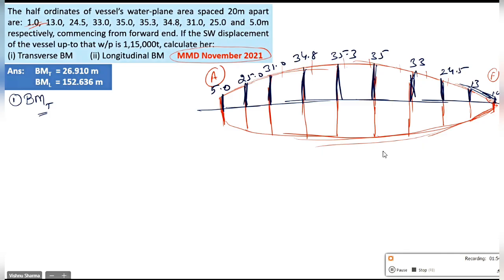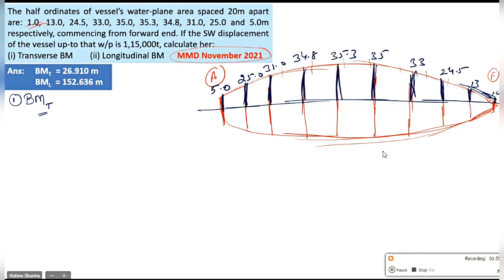Which area? Center line is a line, it is not an area. The water plane. If you answer like this in orals, that's why you have problems, beta. Listen to the question. Water plane area. Okay, very good. Water plane area. Very good.